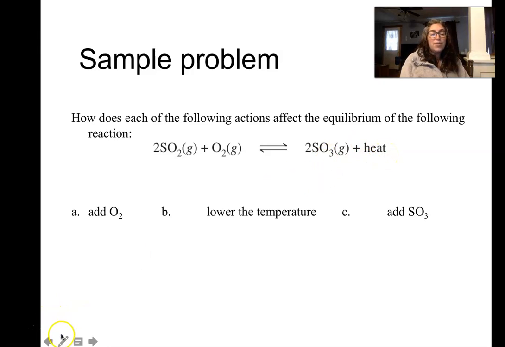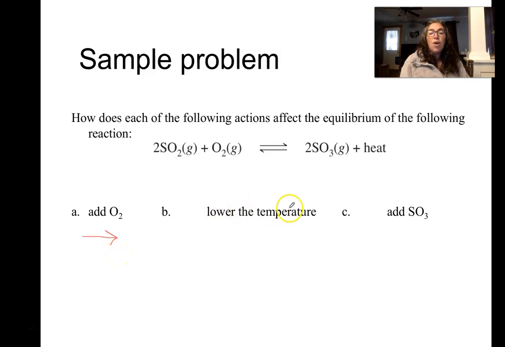So pop quiz for you, is this reaction endothermic or exothermic? Hopefully you said exothermic because heat is a product. All right, so the first thing it says, if we add O2, what is going to happen? O2 is a reactant. If we add something to the reactant side, we're going to shift it towards the product side. So in this case, we would say it would shift right, or it would shift towards the products.